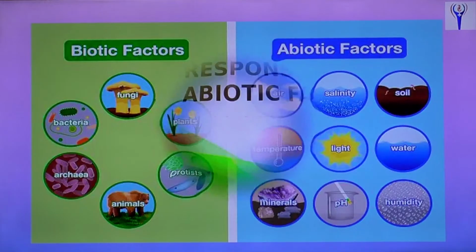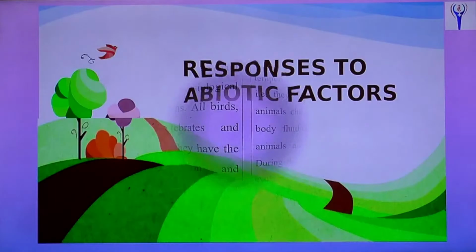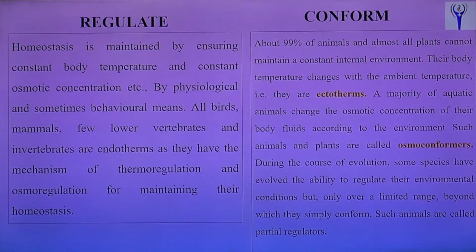Okay, we'll see how these organisms, that is the biotic factors, respond to abiotic factors. As I mentioned earlier, abiotic factors are, for example, temperature, pressure, pH. So we'll see how these biotic factors like fungi, bacteria react to these changes, that is abiotic factors. Okay, the first one is regulator. Some animals have a capacity to maintain homeostasis. What is homeostasis? The animals which maintain their body temperature and osmotic concentration are said to show homeostasis. That is by physiological and sometimes behavioral means.